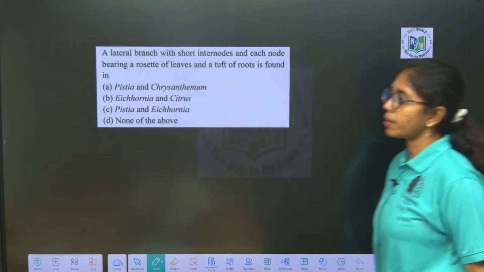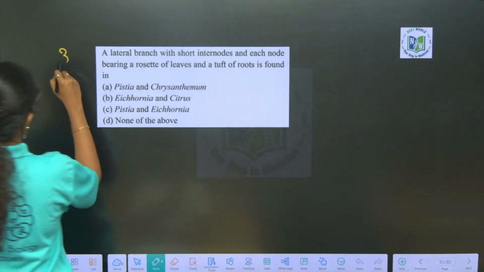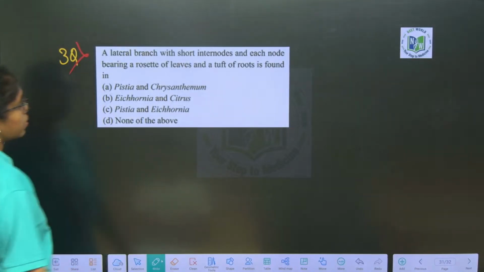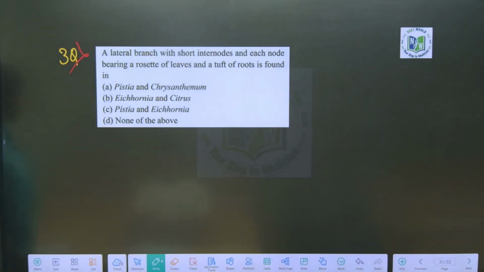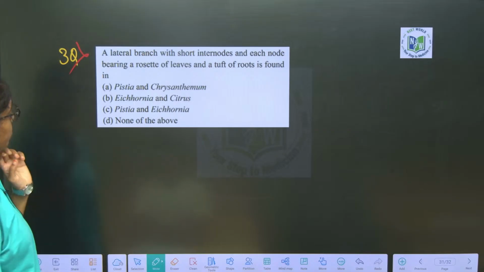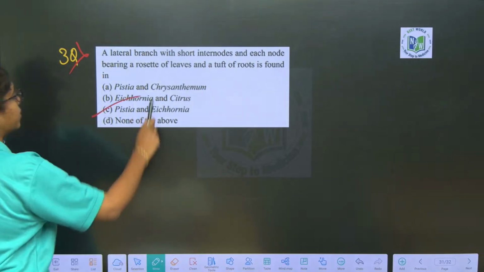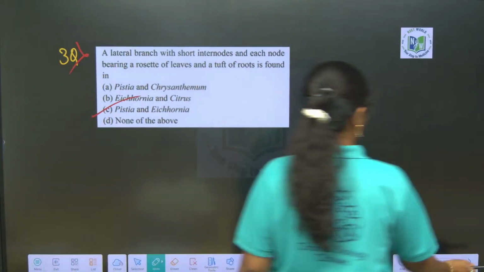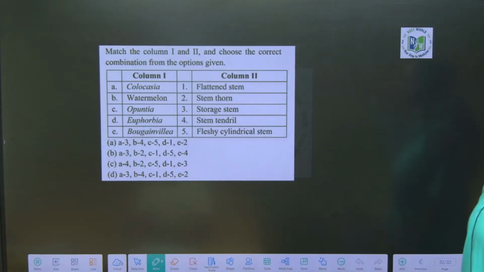Next, third question. Very simple, direct question you can answer. Pistia and Eichhornia. Option C. Last question of today's session, beta. Think and answer. Don't be in a rush.